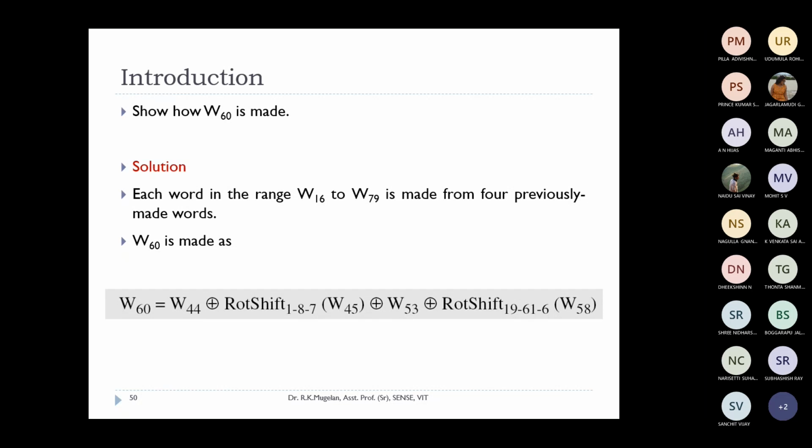So now, for example, if you're asked to show how W60 is made in an examination, then you have to give me this expression. This is more than enough. Don't worry, you won't be asked to give your own word and do all this stuff. If they want to ask, they'll ask any one of these, at least tell me the answer for the shift on this one. So here each word will have a range, in this case, from W16 to W79. We'll be using the same procedure here.